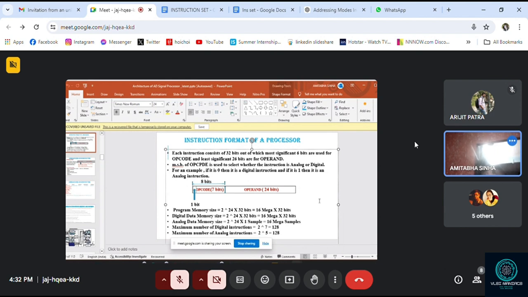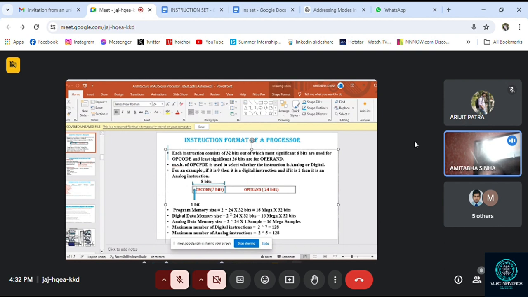That means program memory size will be 2 to the power 24 multiplied by 32 bits. That means there will be 2 to the power 24 locations and each location size will be 32 bits. That is the program memory size. Is it clear? Yes, sir. Okay.